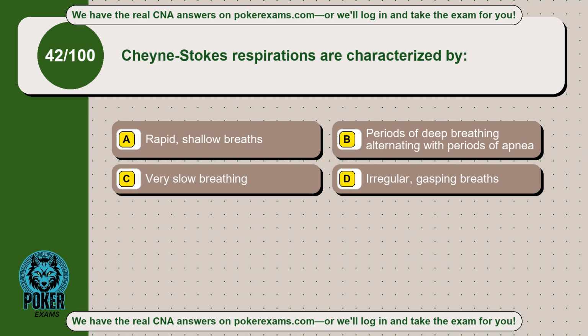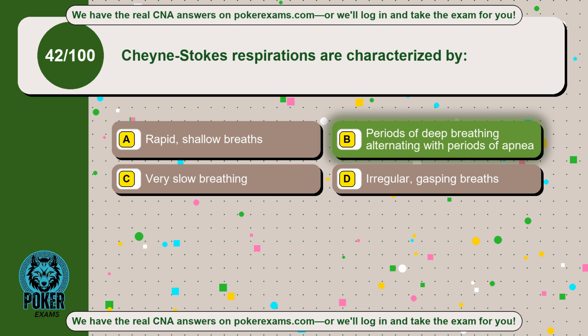Question 42. Cheyne-Stokes respirations are characterized by: Option A, rapid, shallow breaths. Option B, periods of deep breathing alternating with periods of apnea. Option C, very slow breathing. Option D, irregular, gasping breaths.